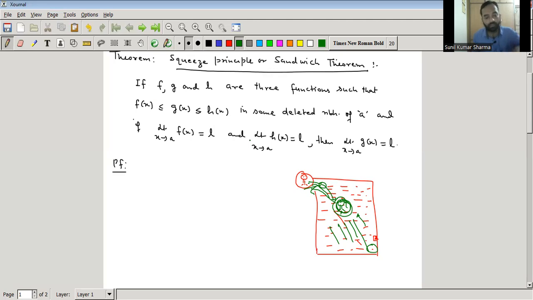So this is the crux. Now you think about this example, and we try to prove this theorem by using this example, right? So let us start the proof of this theorem. Let epsilon greater than 0, however small, be fixed.